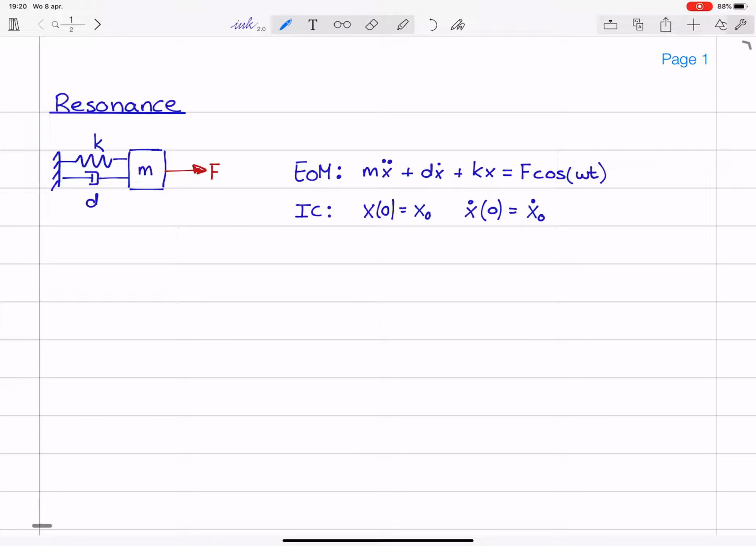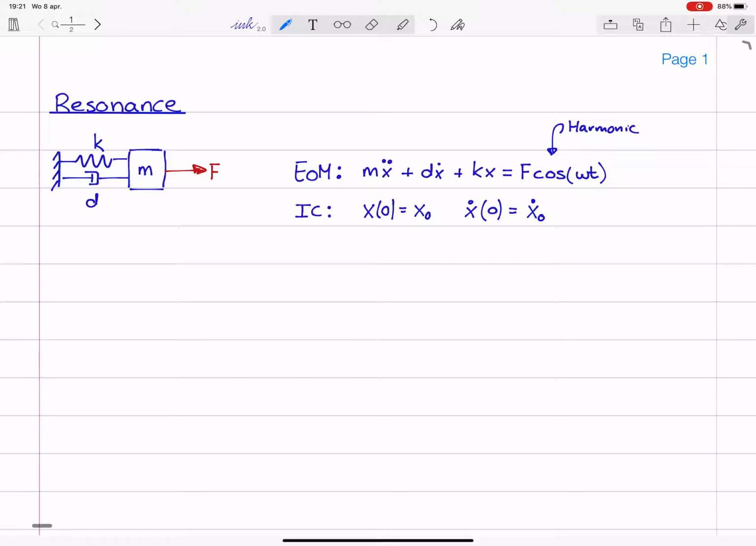Hi everyone, and welcome to this video lecture in which I will explain to you a phenomenon called resonance. This is a special case of a single degree of freedom system externally excited by a force F that is harmonic. So you can see here on the right hand side that this is a harmonic function. And how to solve this in general, I have already explained in the previous lecture.